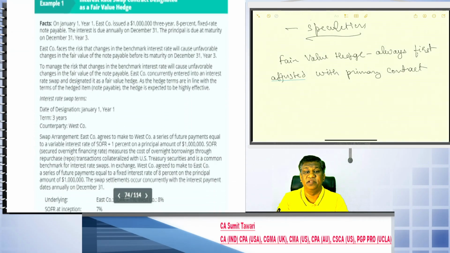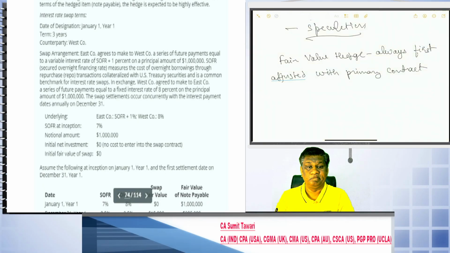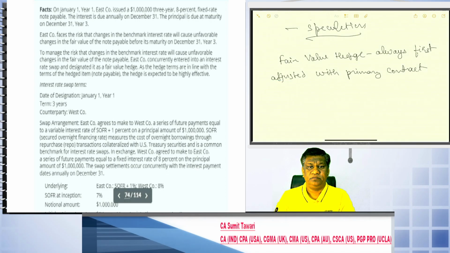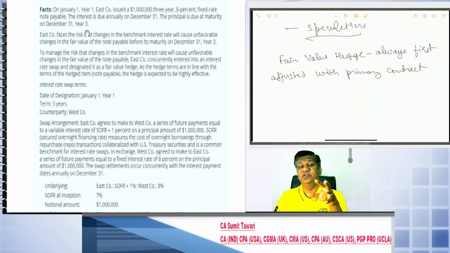So we can see the example. On January 1, year 1, each company issued a 1 million, 3-year, 8% fixed rate note payable. The interest is due annually on December 31st. The principal is due at maturity on December 31st, year 3. Here we need to see the valuation of my liability. Each company faces the risk that changes in the benchmark interest rate will cause unfavorable changes in the fair value of the note payable before its maturity on 31st December, year 3.